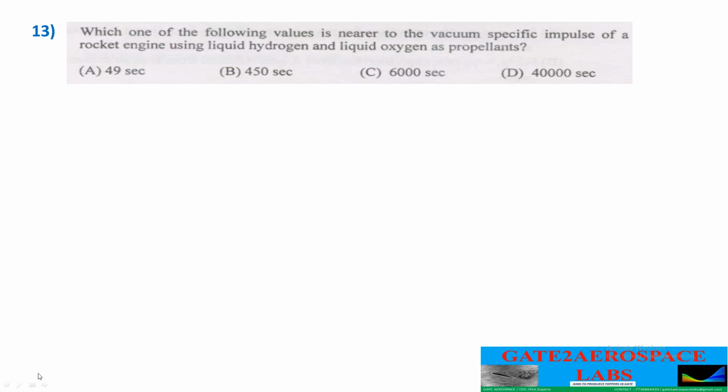Next, you see this question, it is telling that we have a rocket engine with liquid hydrogen as fuel and oxygen as a liquid oxidizer. This is basically a cryo engine. This cryo engine has a specific impulse of around 450. So B is our answer. This is also a memory based question only, but you should know that liquid hydrogen and liquid oxygen means you are talking about the cryo engine.